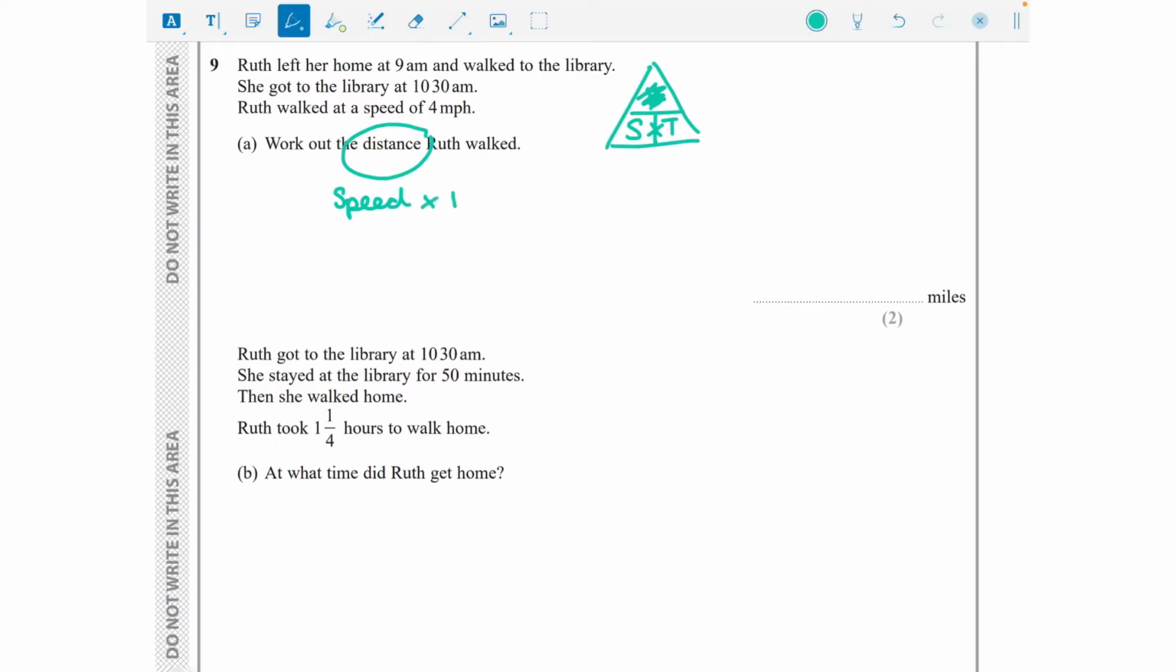Now I've got the speed, it's 4. But the time, I don't currently have. But I do know that it took her from 9 a.m. until 10:30 a.m., which is 1 hour and 30 minutes. Now that is 1.5. We can't put 1.3. It's not 0.3 of an hour. It's 0.5 of an hour. It's an hour and a half. So 1 hour and half an hour. So 1.5. So we're going to multiply 4 by 1.5.